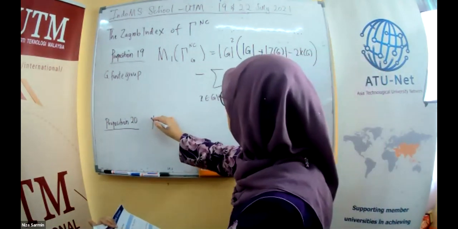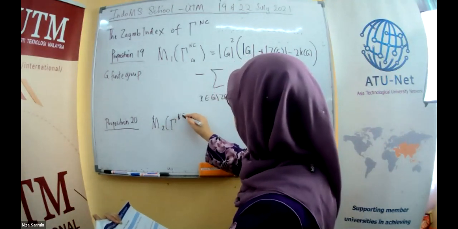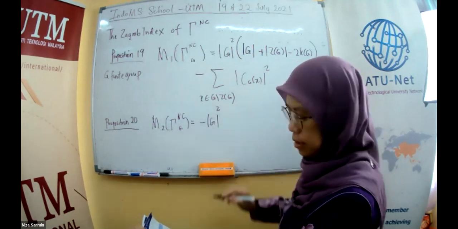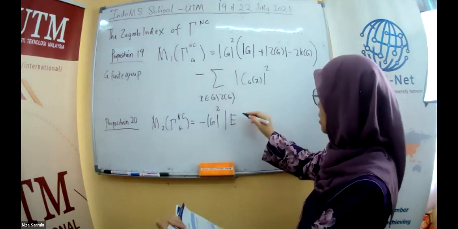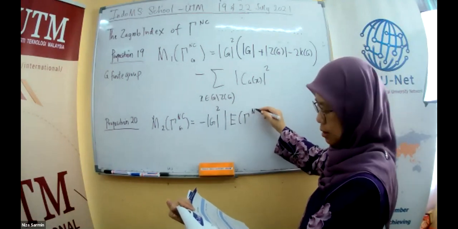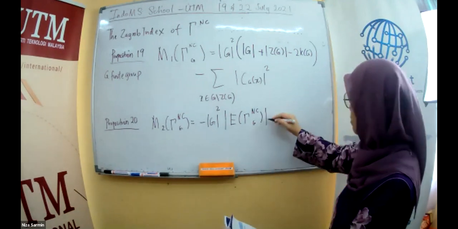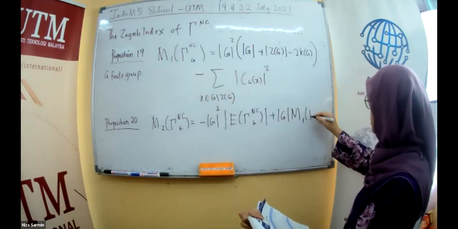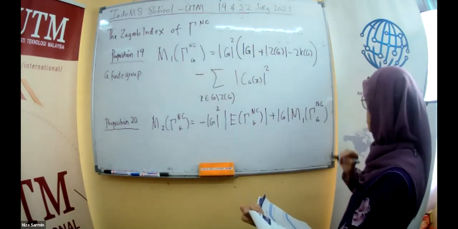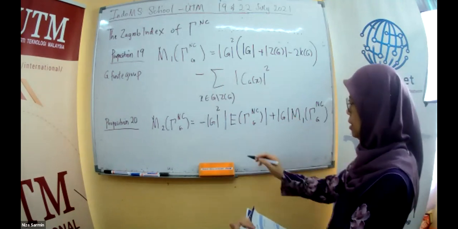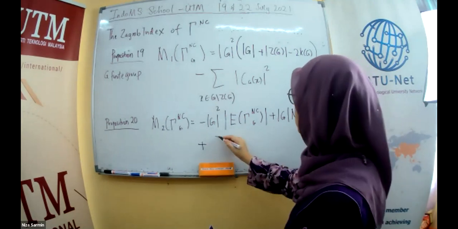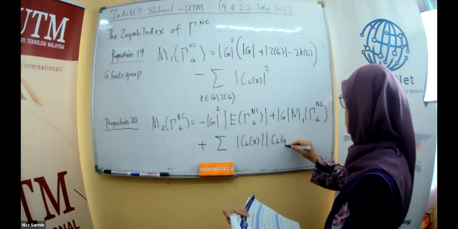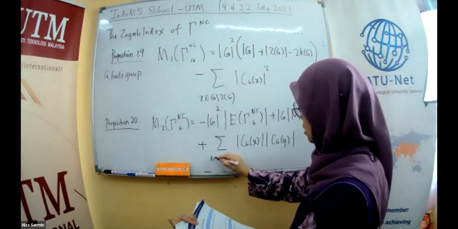Okay, so the second Zagreb index of the non-commuting graph of G is given as negative the order of G squared, the order of E, the edges of the non-commuting graph, plus the order of G multiplied by the first Zagreb index of this, plus the lemma that we found before, the sum of C_G(x) C_G(y), xy in E.